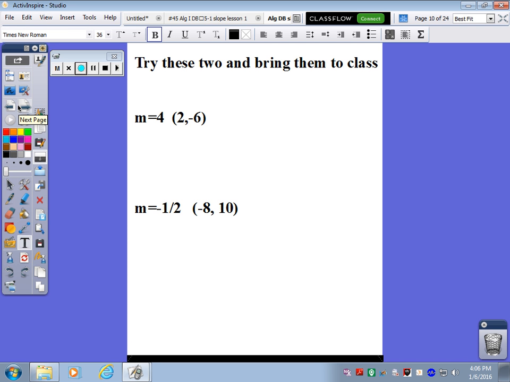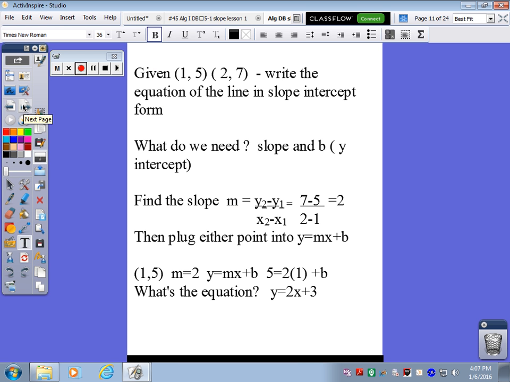Please try these two and bring them to class. But there's still another part, so go to the next slide after you try them. Sometimes you're just given 2 points, and they ask you to write the equation of the line in slope-intercept form. So to write the equation of the line, what do we need? We need a slope and b, the y-intercept.